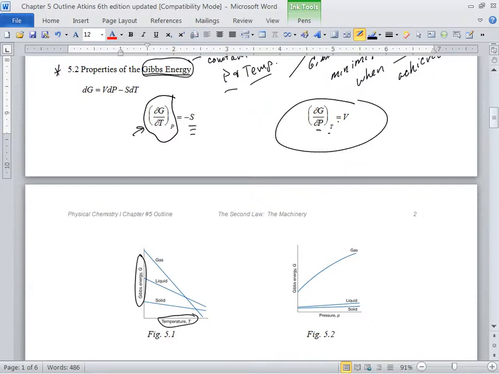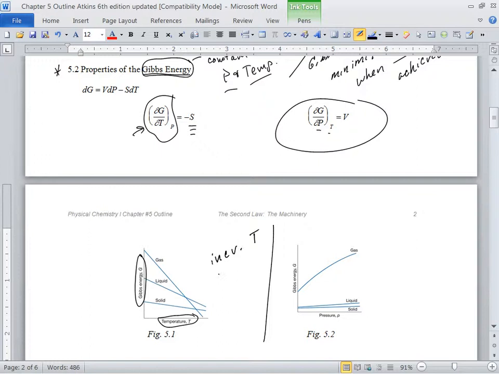Before we go there, let me ask you this question. Stick with this plot. Increase T, then what happens to the Gibbs energy? It goes down. Everybody agree? Increase temperature, Gibbs energy goes down. So regardless of the table you look up, if you have higher temperatures, Gibbs energy better be going down.